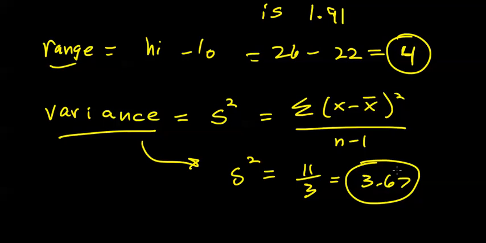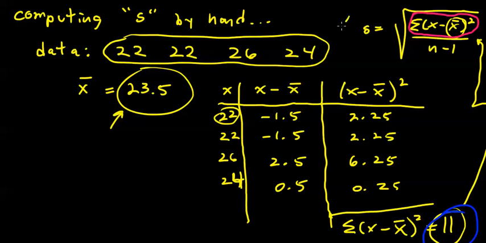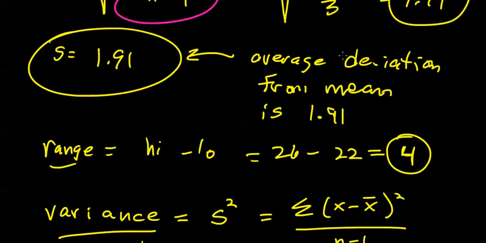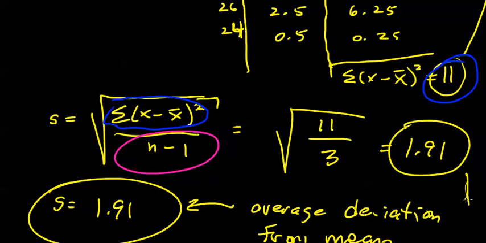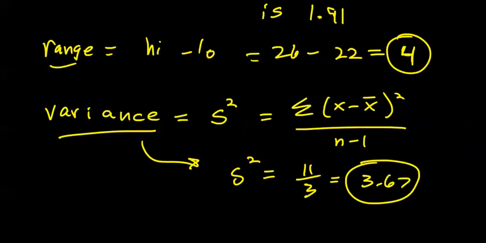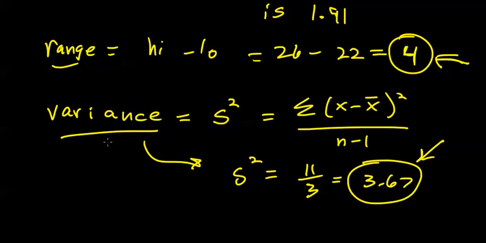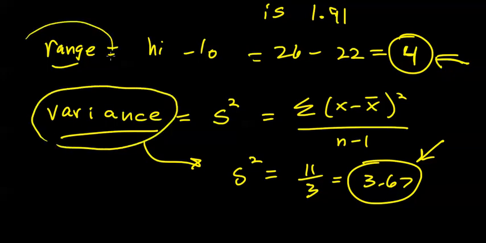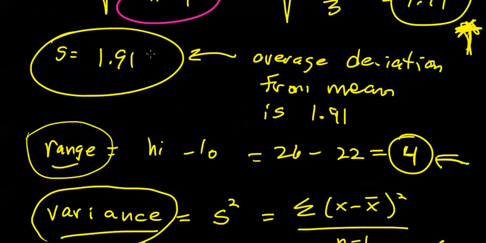So there are our 3 measures of spread for this very simple chips example. Standard deviation was 1.91. Range was 4. And the variance was 3.67. Variance we won't use very much here, and range we won't use very much. We will use it sometimes, and you will see it on the online exams and the in-class tests. Standard deviation, like the sample mean, is by far the most used measure of spread in common practice.